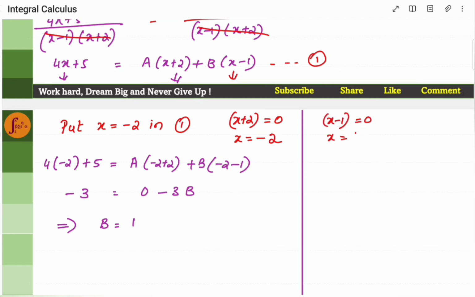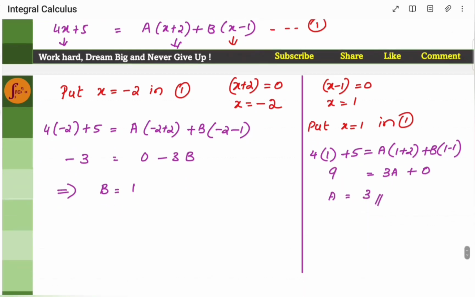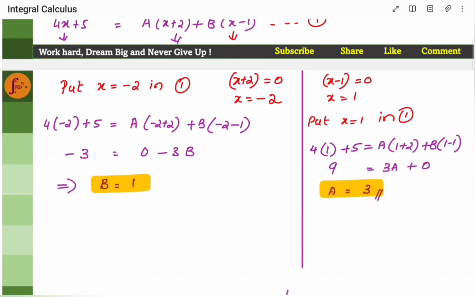Now similarly, I'll take this particular term and equate it to 0. So I'll get x is equal to 1. Now I'll put x is equal to 1 in this equation. So I will get 4 into 1 plus 5 is equal to a into (1 plus 2) plus b into (1 minus 1). So this will be 3a plus 0, 9. Therefore, a is equal to 9 by 3, which is 3. So b is equal to 1 and a is equal to 3.